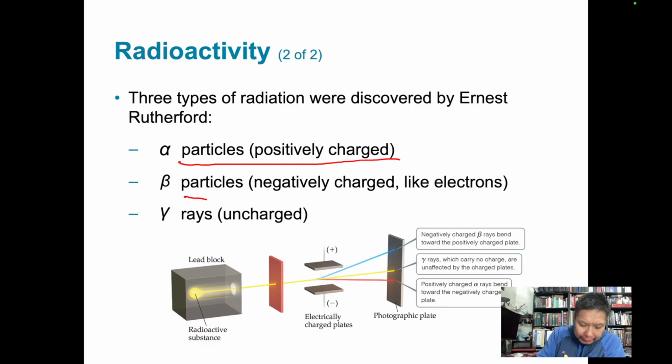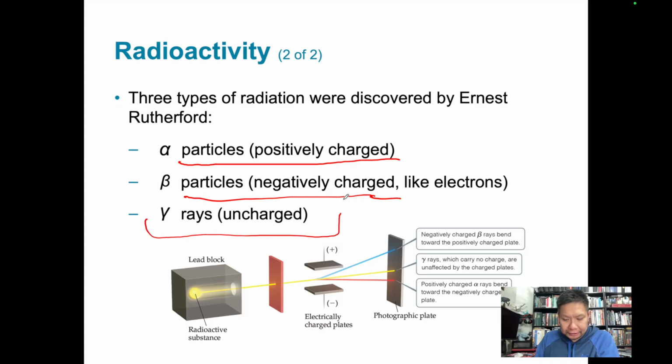Then you have these things called beta particles. Same thing. They're negatively charged like electrons are, right? But they're not necessarily electrons. They're called beta particles. Atoms will release beta particles, and nothing really happens. And then they have gamma rays. Gamma rays are uncharged, and gamma rays are actually very dangerous, right?